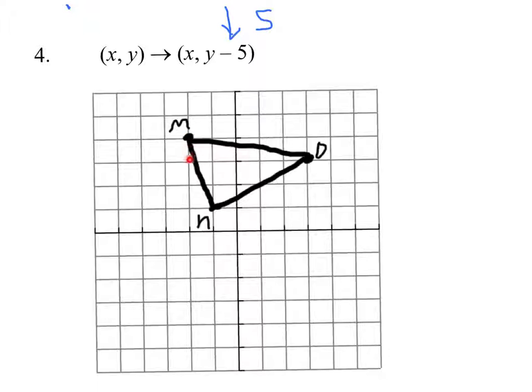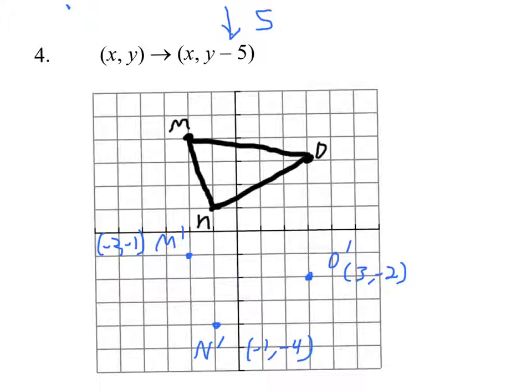So M, we go down 1, 2, 3, 4, 5. We end up right here. That point is negative 2, negative 1. O, if we count down 5, will be right here. So O prime is there at 3, negative 2. And N, 1, 2, 3, 4, 5. There's the new N. And we would be at negative 1, negative 4.